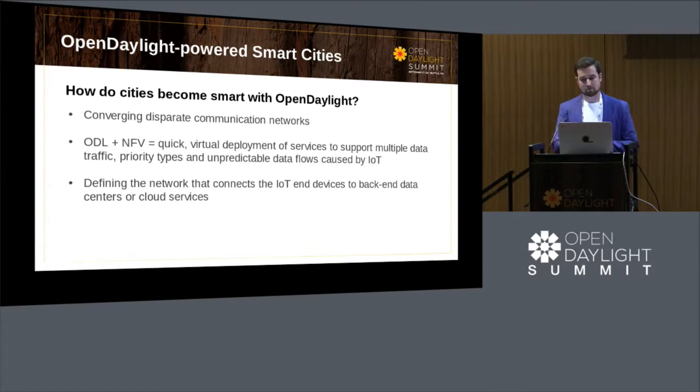So how do cities become smart with Open Daylight? There's really four things. I have three of them in here, but I've got one of them in my mind. First, converging disparate communication networks that are managed by third parties to ensure seamless connectivity. There are so many networks in the city, from managing the lights to managing CCTV cameras to managing utilities and various things across the city. It would be a lot more efficient to manage them all through one single administrator, which I'll talk about later in one of the proof of concepts we've done.